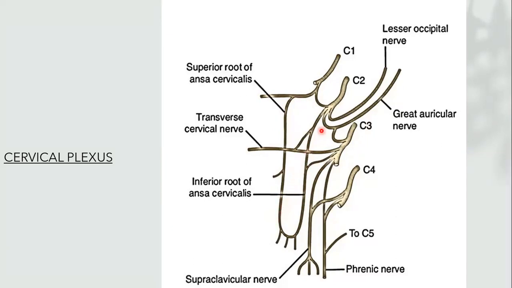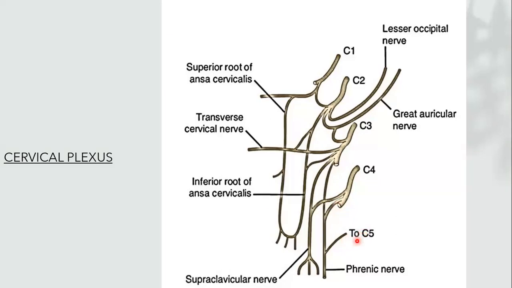Okay. And then you can see the cutaneous branches. Here you have the lesser occipital coming from C2. Then you have the great auricular coming from C2 and C3. And then you have the transverse cervical coming from C2 and C3 also. And then you have the supraclavicular, which comes from C3 and C4. And then here you can see the phrenic coming from C3, C4, and also C5. But C4 is the main contribution.